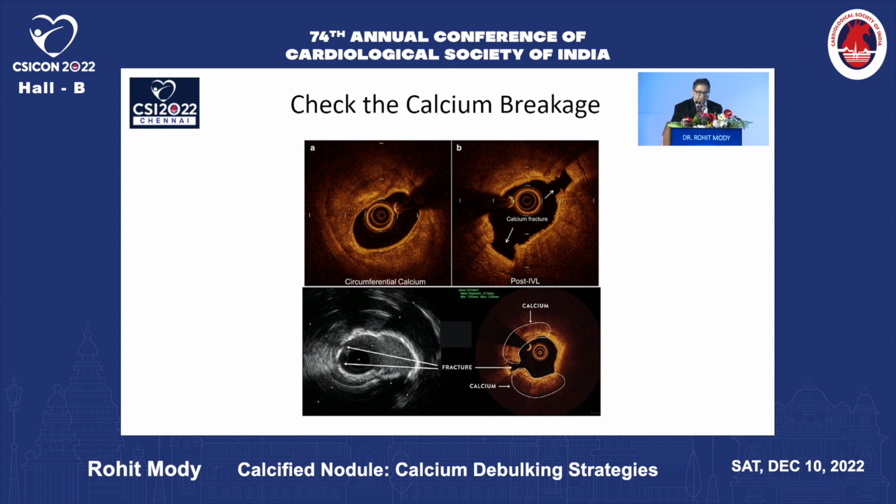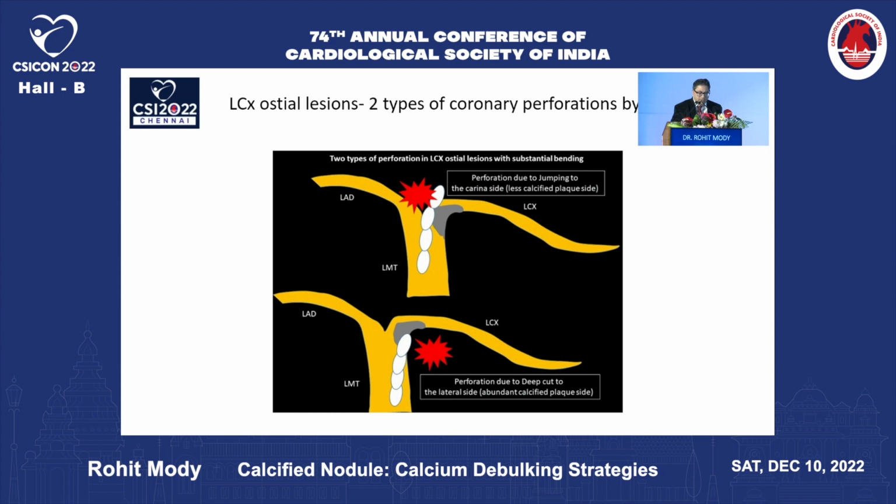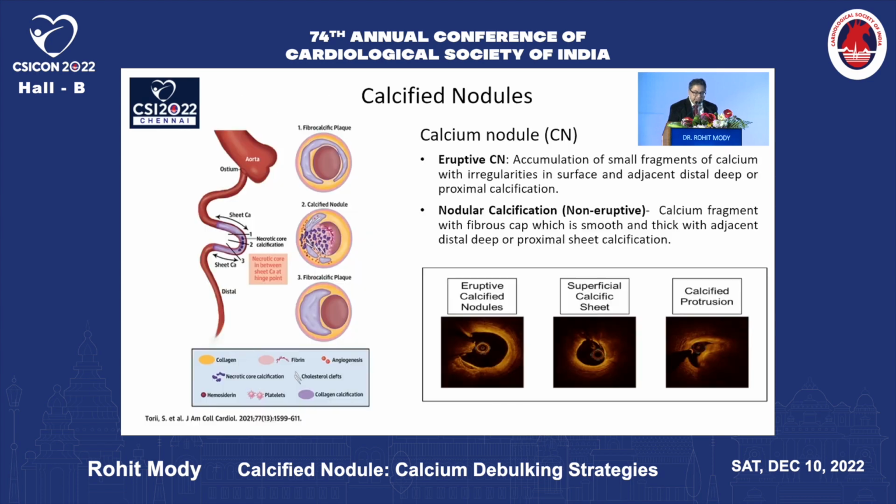So if we are using IVL, look for calcium breakage, and be cautious in a bifurcation lesion. Already we have seen one case where the calcified nodule shifted, and in these cases, if we use modification, we must be cautious about perforations.